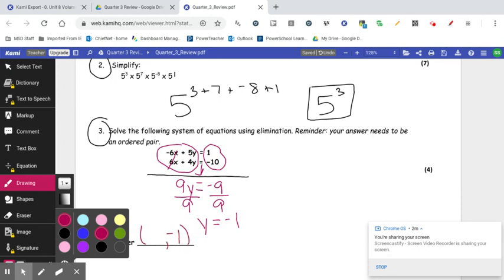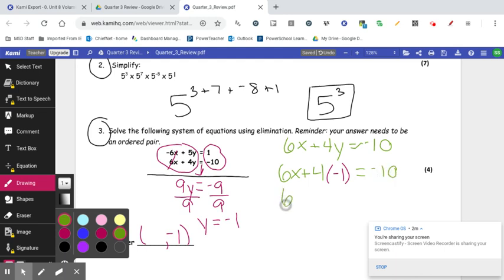Now we have to figure out what x is going to be. So we get to choose an equation. It doesn't matter which one. I'll pick the bottom one. I'm going to rewrite it. And we're going to take the negative 1 for the y and substitute that in and copy down the rest of our equation. Okay, now if we simplify, we get 6x minus 4 equals negative 10.